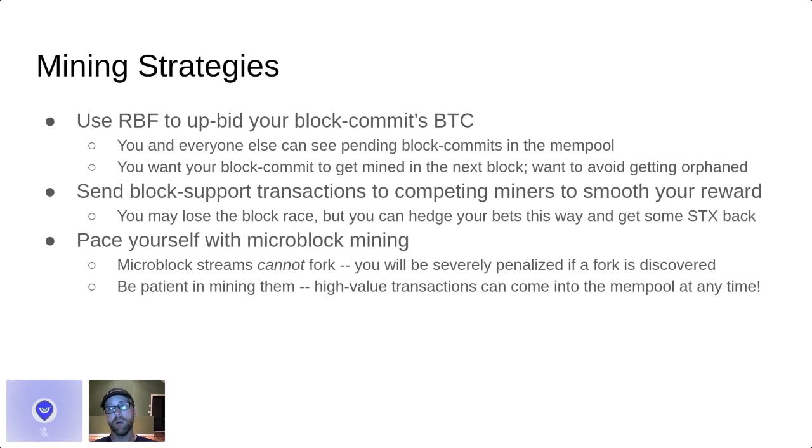It helps everyone, it helps make the system smoother for users because transactions confirm faster. You have no recourse if you happen to run out of microblock space because microblock streams are not allowed to fork. But otherwise, just be patient when mining them. There's a good chance you'll be able to pick up high-value transactions that come into the mempool intermittently.